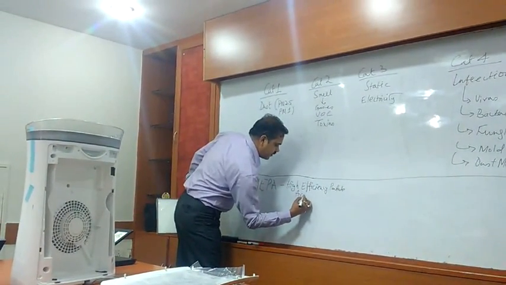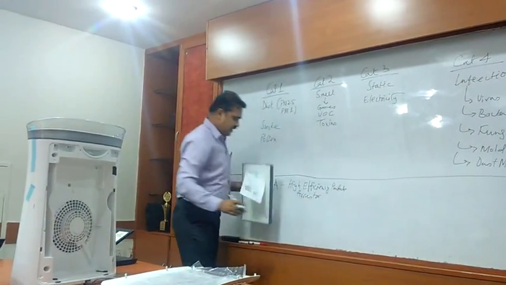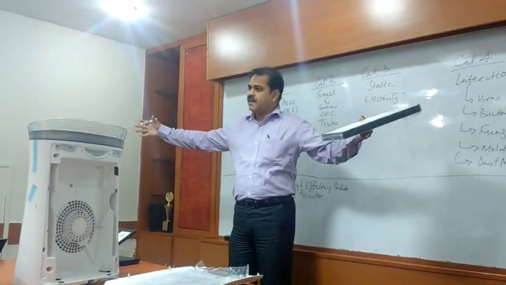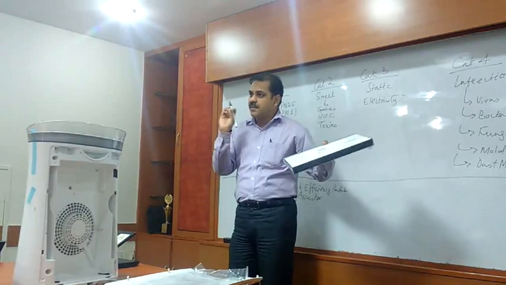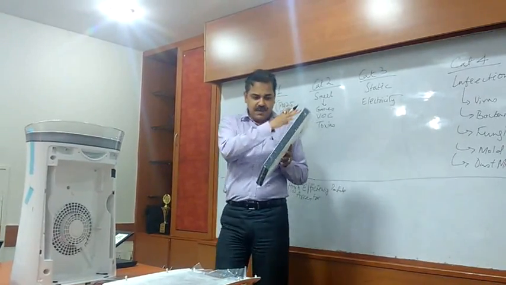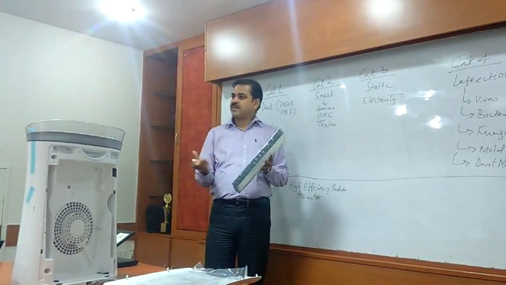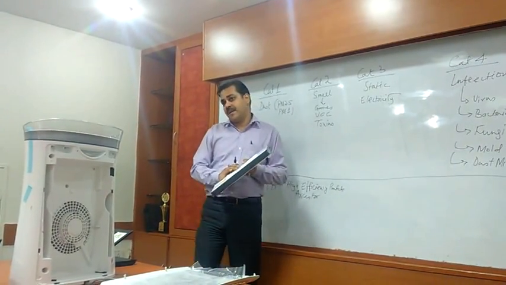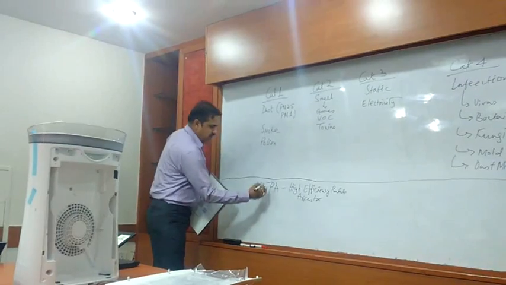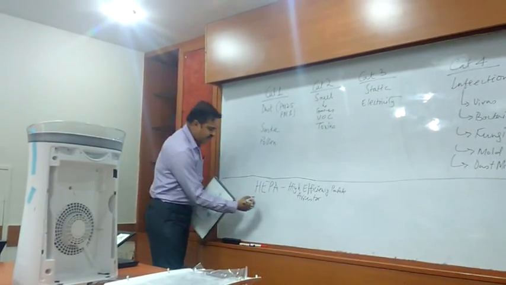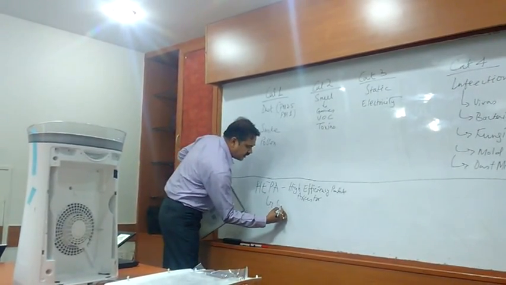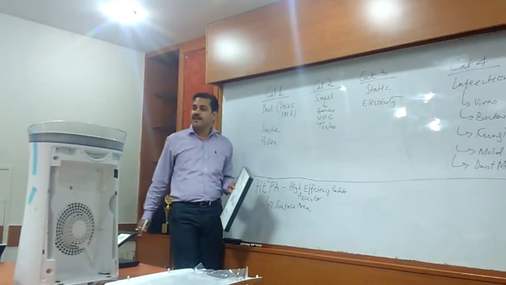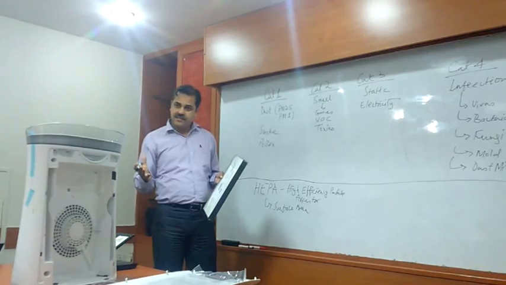arrestor. Arrestor means it is like a fishing net. So bigger the fishing net, more number of fishes will be trapped. So bigger the surface area, in one cycle, more number of particles can be trapped. So to judge the performance of HEPA, the first parameter is surface area. So bigger the surface area, it is better, right?